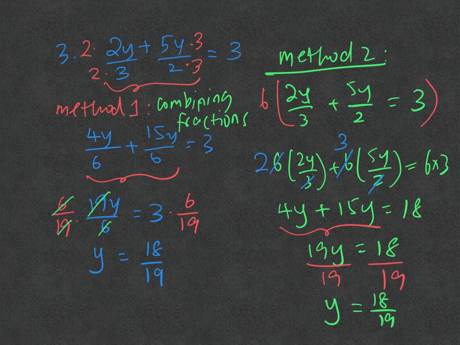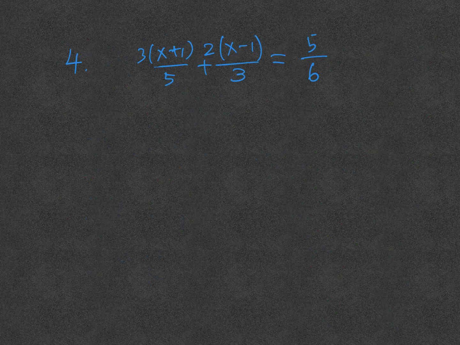Now, you can see method 2 helps you to get rid of fractions right away. So this is the multiplying by the lowest common denominator method, and it is a lot easier to work with compared to method 1. So you have 2 different ways of solving equations involving fractions. Now, are you ready for a more complicated example? So let's look at example 4.